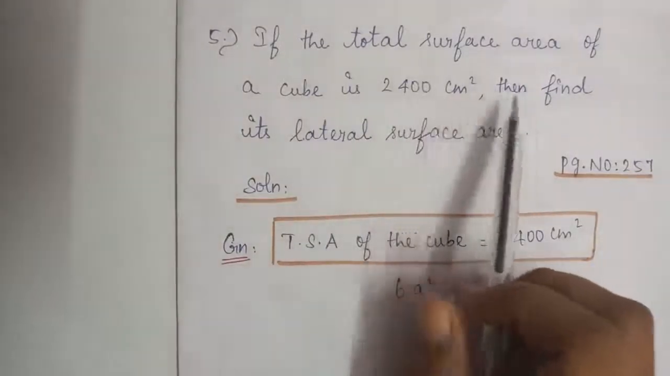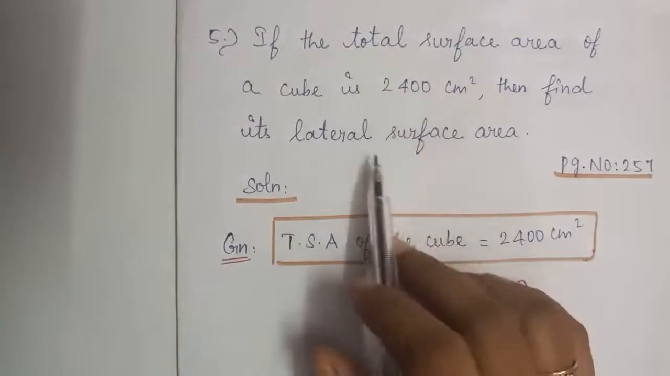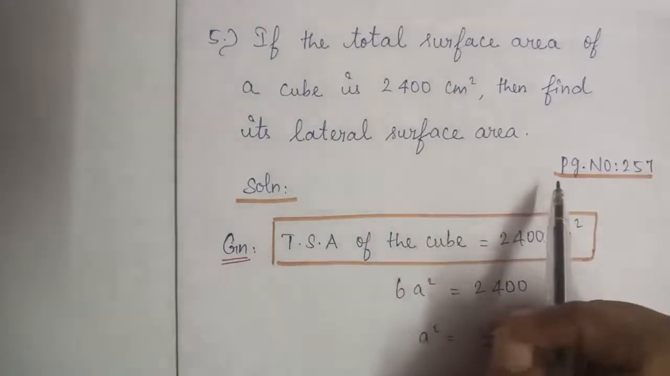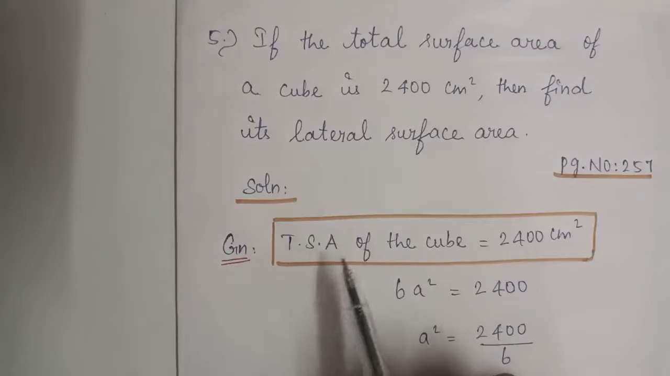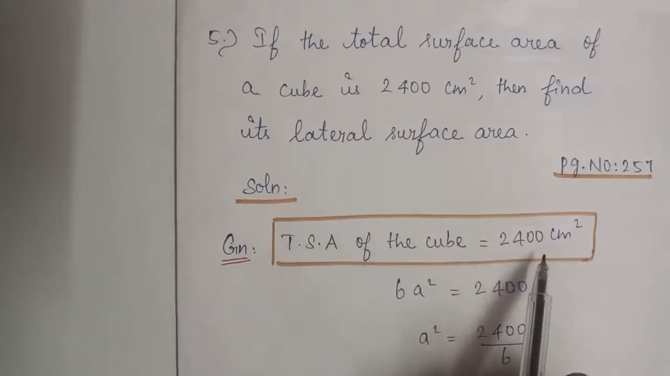If the total surface area of the cube is 2400 centimeter square, then find its lateral surface area. So already we see the same model problem in the worked out example. The problem belongs to page number 257. So solution, we know the total surface area is given as 2400 centimeter square.